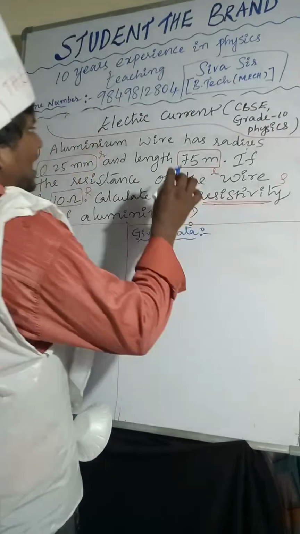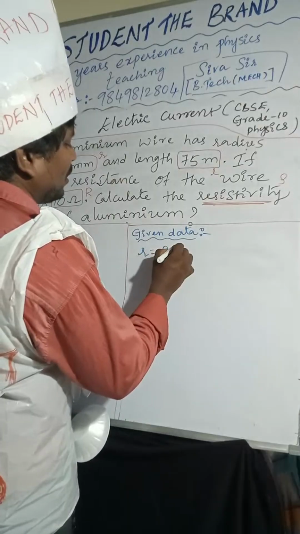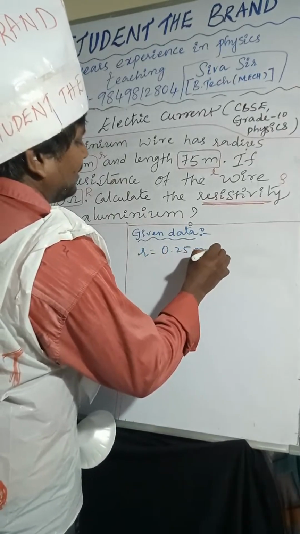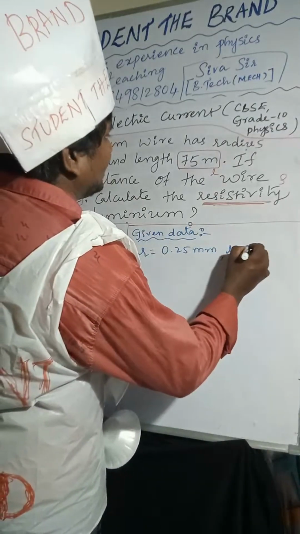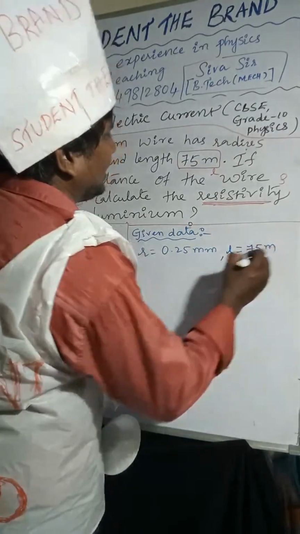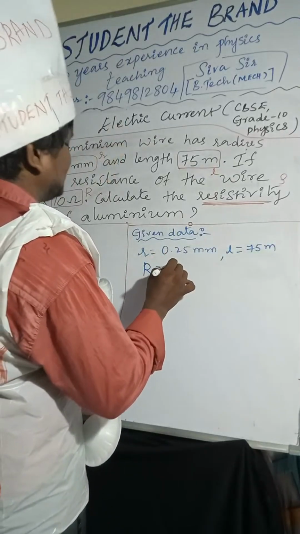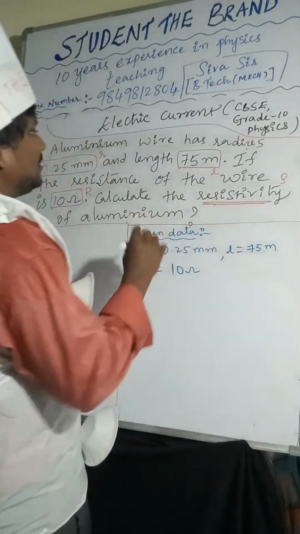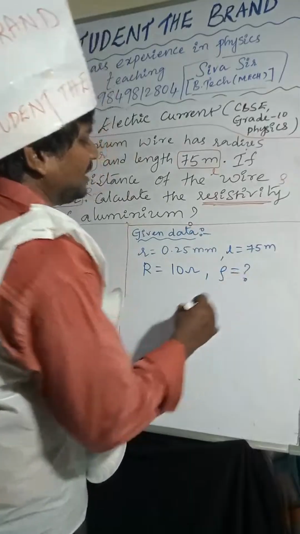Data is given. How much? Radius is given: 0.25 mm. Length is given: 75 meter. R equal to how much? 10 ohm. R equals 10 ohm. We need to find out the resistivity.